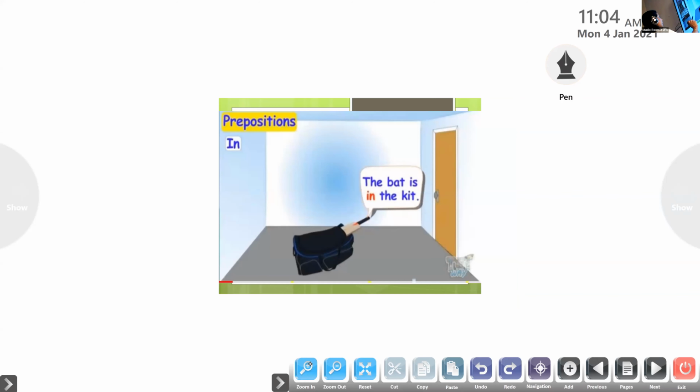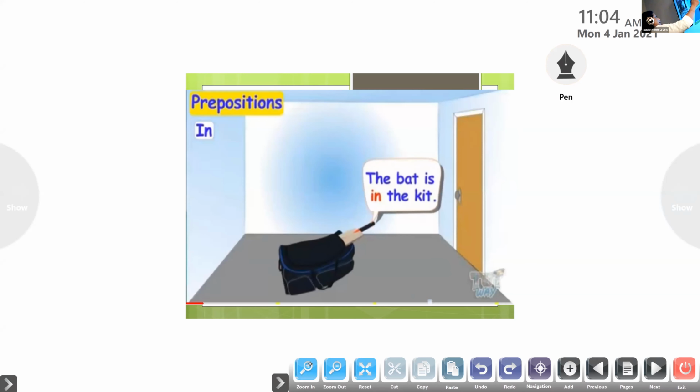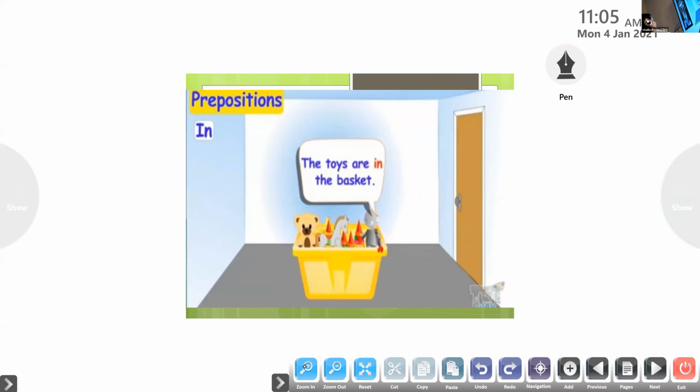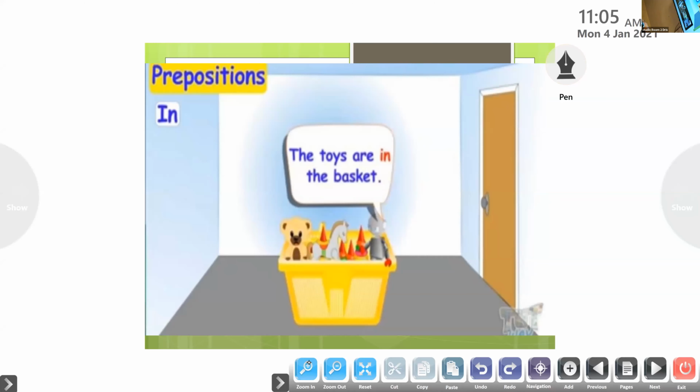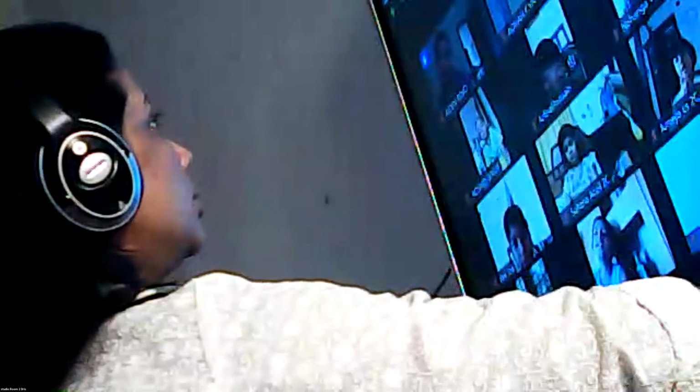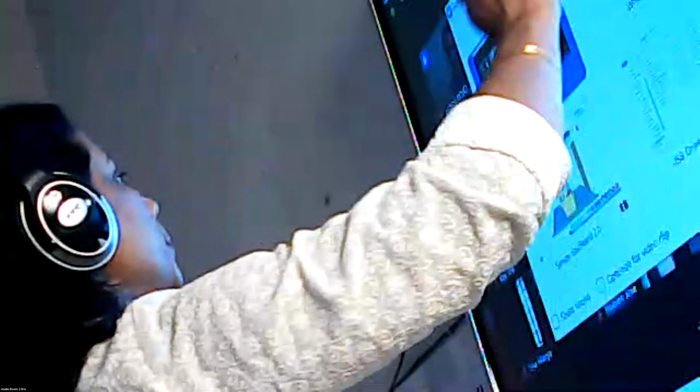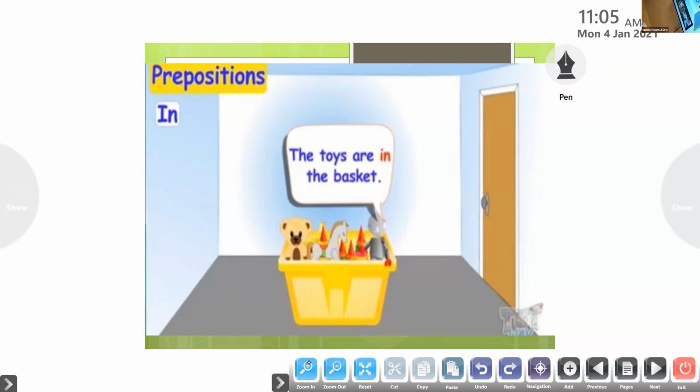Now where is the bat, children? The bat is in the kit. Now where are the toys? The toys are in the basket. Clear to all of you? So all these are prepositions of place, which tell us the position where someone or something is.